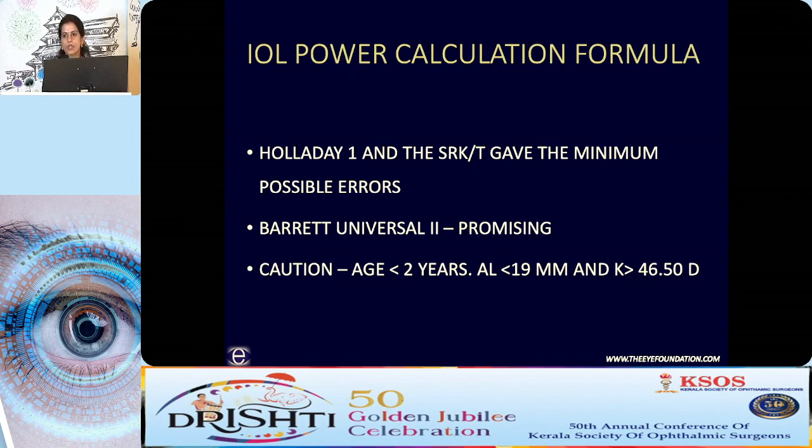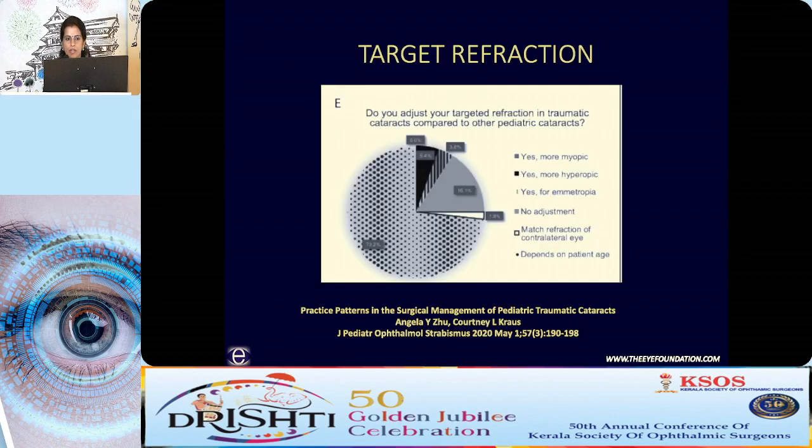And in less than 2 years, we need to think a lot before placing an intraocular lens, because we have to take into consideration a lot of things. And less than 1 year, it would be judicious, if it's a traumatic cataract, to go in for a secondary intraocular lens if all situations are not favorable.